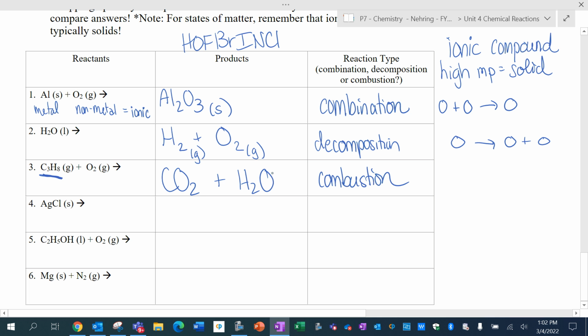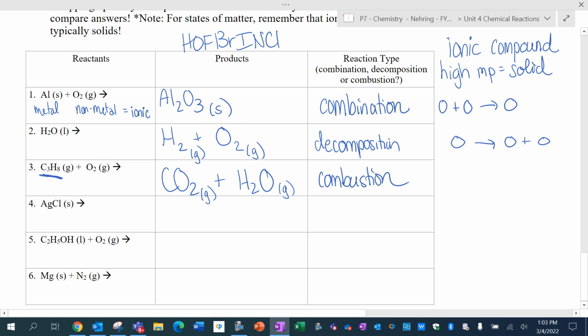And we didn't talk about the states of matter of these, but we might know CO2 is a gas just from personal experience. We know it floats around in the air. Water can be a liquid or a gas, but it's probably going to be a gas here because these tend to happen at high temperatures. But you could label it as a liquid too. That works as well.